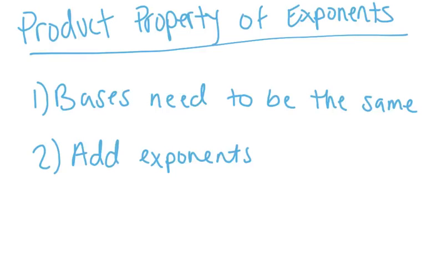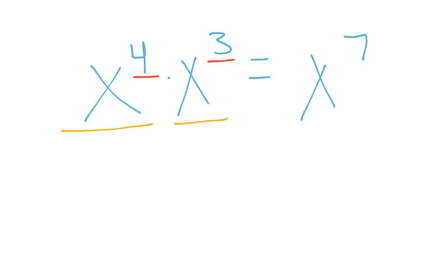In order to use this rule, the bases need to be the same, and then you would add the exponents. So x to the 4th power times x to the 3rd power equals x to the 7th power. And you get this answer because you add the 4 and the 3.